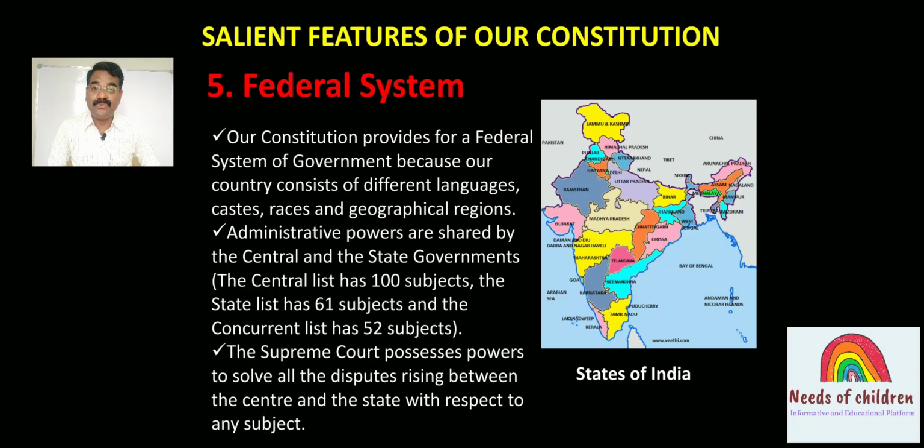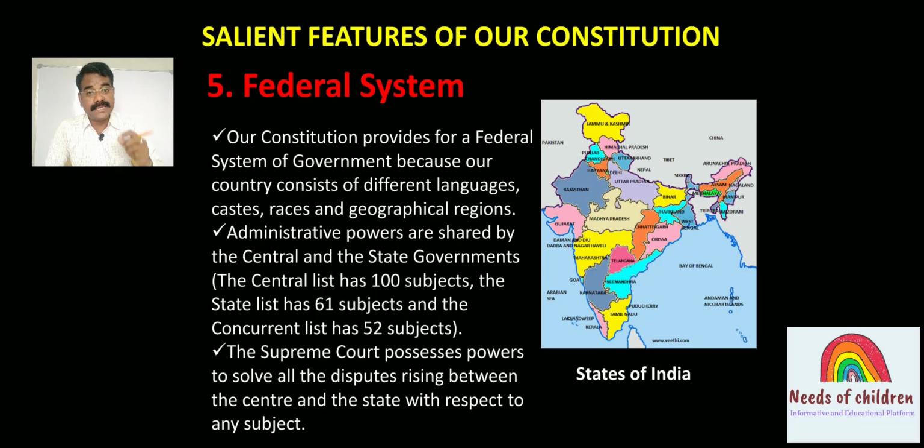And the next, fifth one, federal system. Our constitution provides for a federal system of government because our country consists of different languages, castes, races and geographical regions. Administrative powers are shared by the central and state governments. The central list has 100 subjects, the state list has 61 subjects and the concurrent list has 52 subjects.